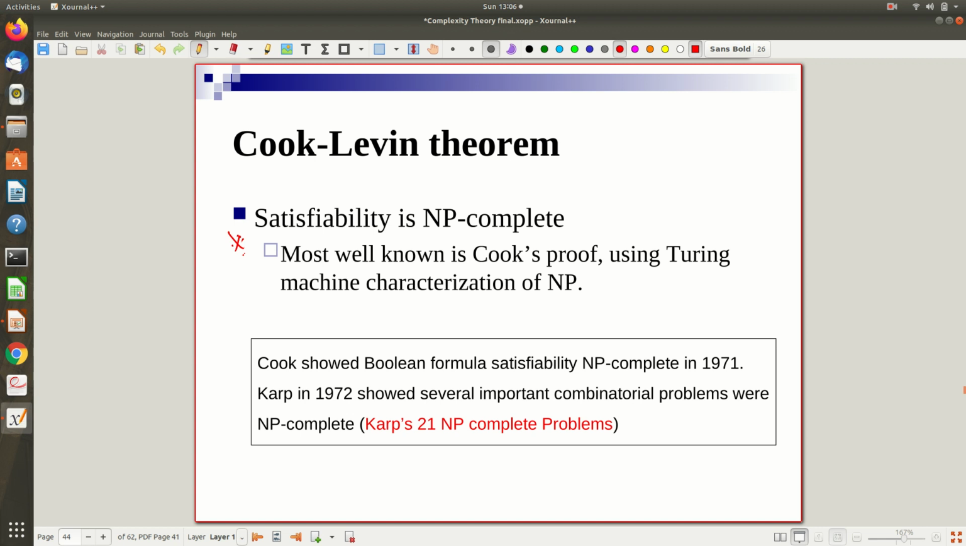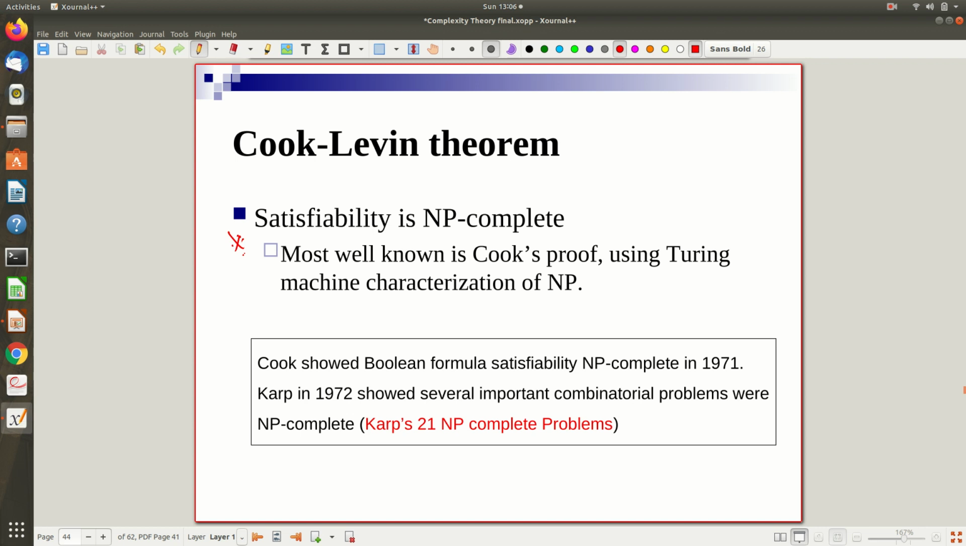It was formally proved by two mathematicians of theoretical computer science, Cook and Levin, from two different parts of the world. The most well-known is Cook's proof, using the Turing machine characterization of the NP problem. Basically, they gave a general framework using the Turing machine concept. As you already know from automata theory and algorithm concepts, if you spend time on it you can understand the problem, but it is slightly difficult to follow.